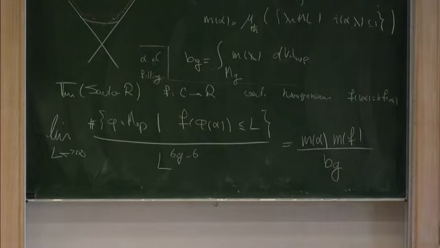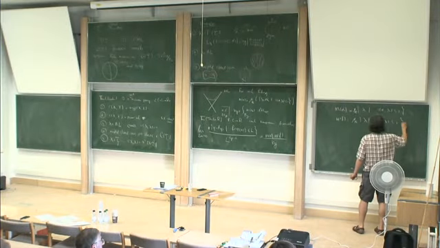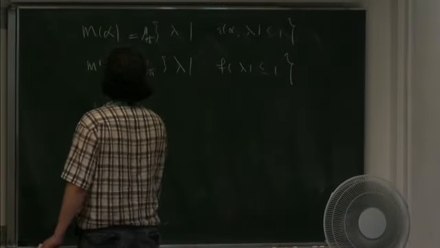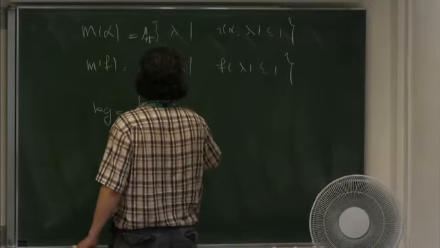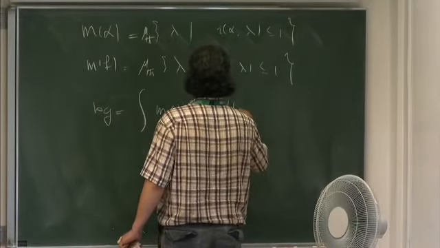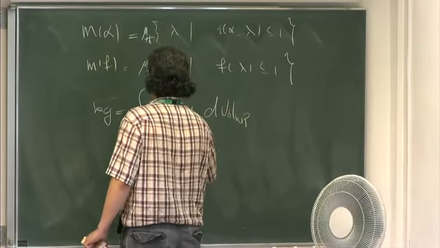So m of alpha is the Thurston measure of the set of lambdas where the intersection of alpha and lambda is equal to 1. M of f is basically the same thing, the Thurston measure of lambda where f of lambda is less than or equal to 1. And Bg is the integral of m of x with respect to the Thurston volume.